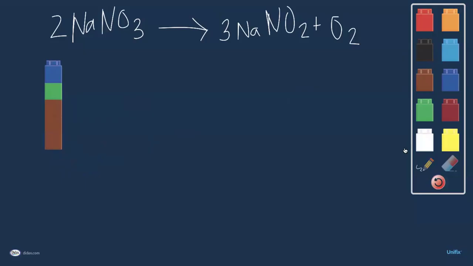So this one is going to be sodium, nitrogen, and now we have our oxygen, but we have two towers of these. So here we go.